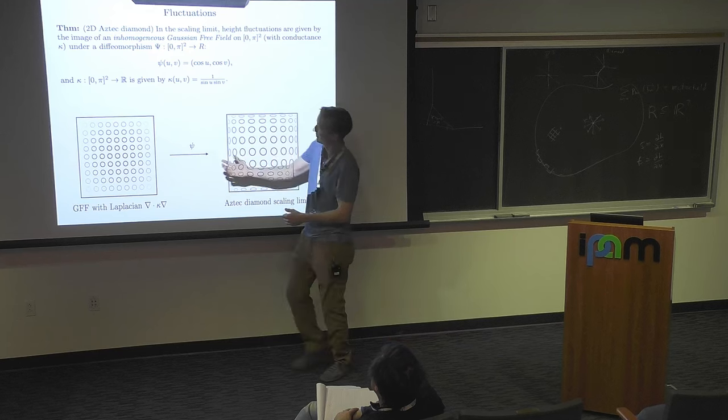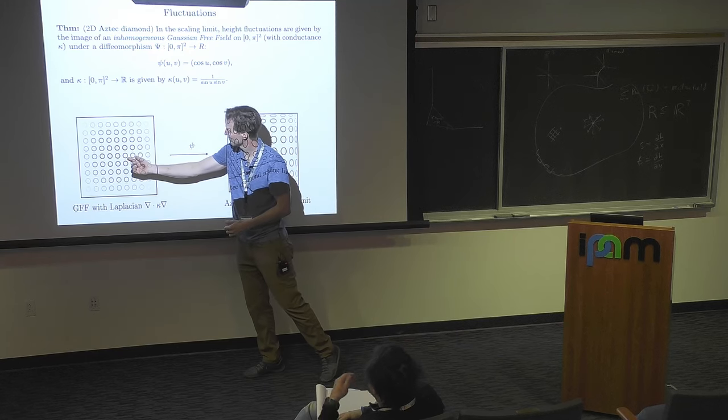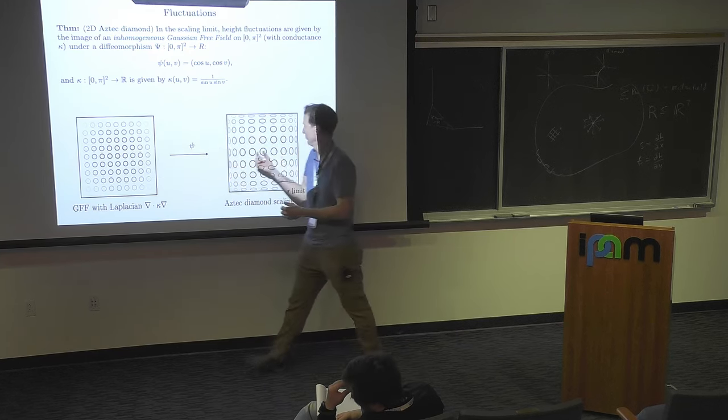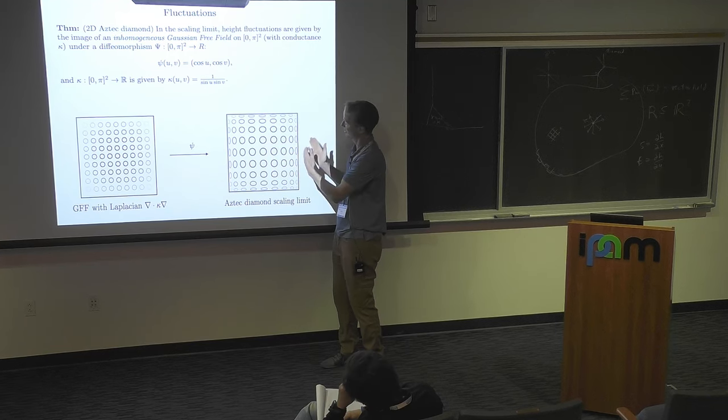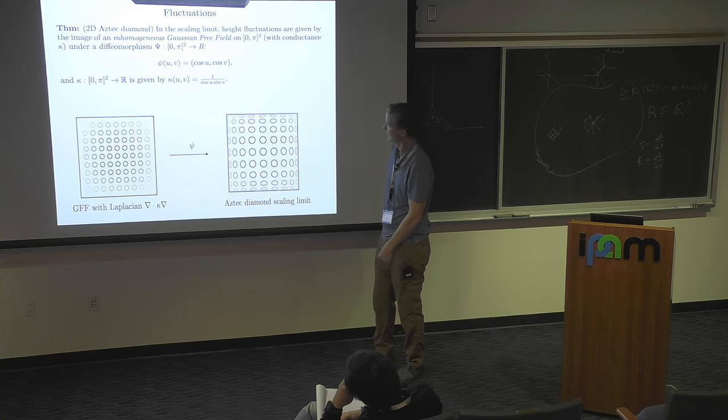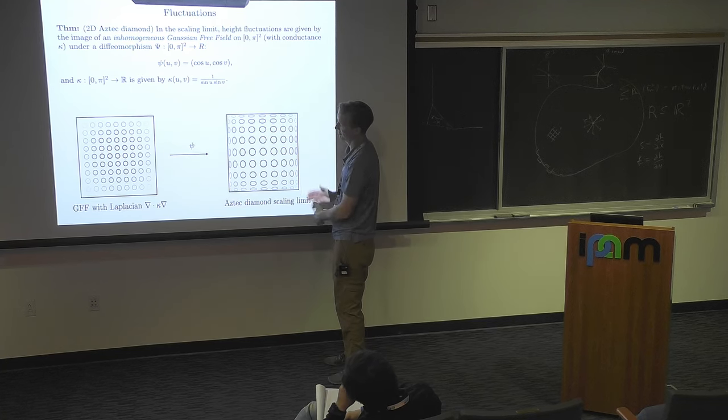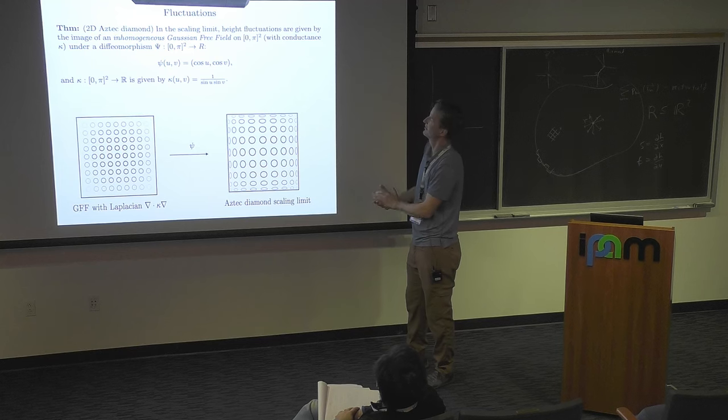What are these little circles? The little circles represent the standard conformal structure. When you map them over, they become infinitesimal ellipses. That ellipse field tells you what the conformal structure is over here. And the grayscale tells you the stiffness of the Gaussian free field.